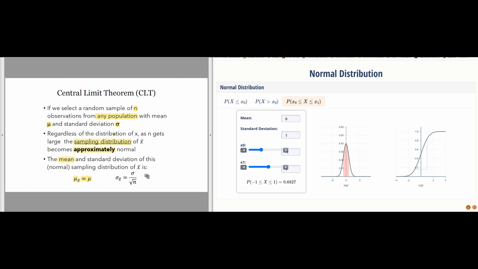Also, the standard deviation, okay, it doesn't seem to want me to be able to highlight this. The standard deviation of the sampling distribution is related to the standard deviation of the underlying population by this equality. The standard deviation of the sampling distribution is the true population standard deviation divided by the square root of the sample size.